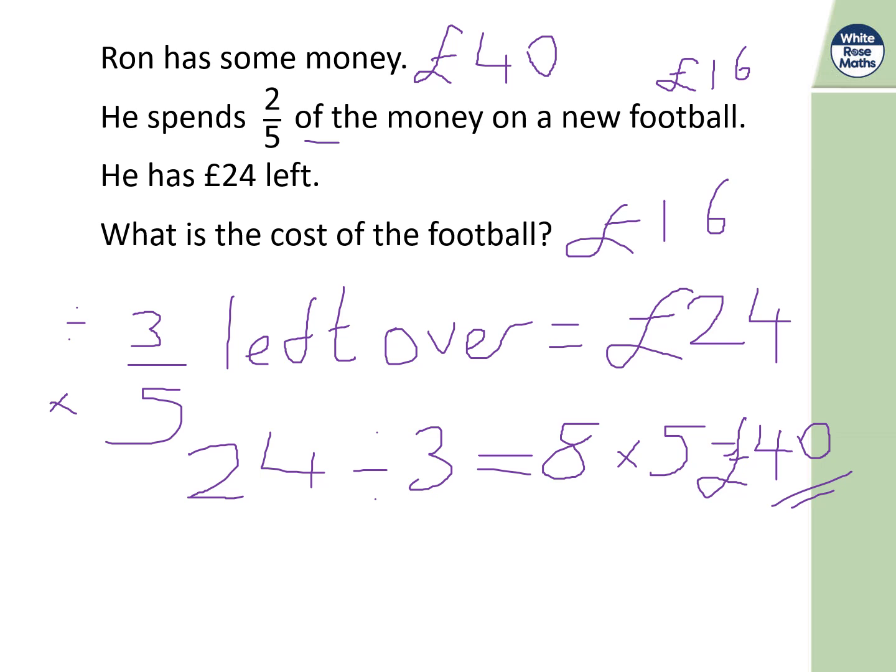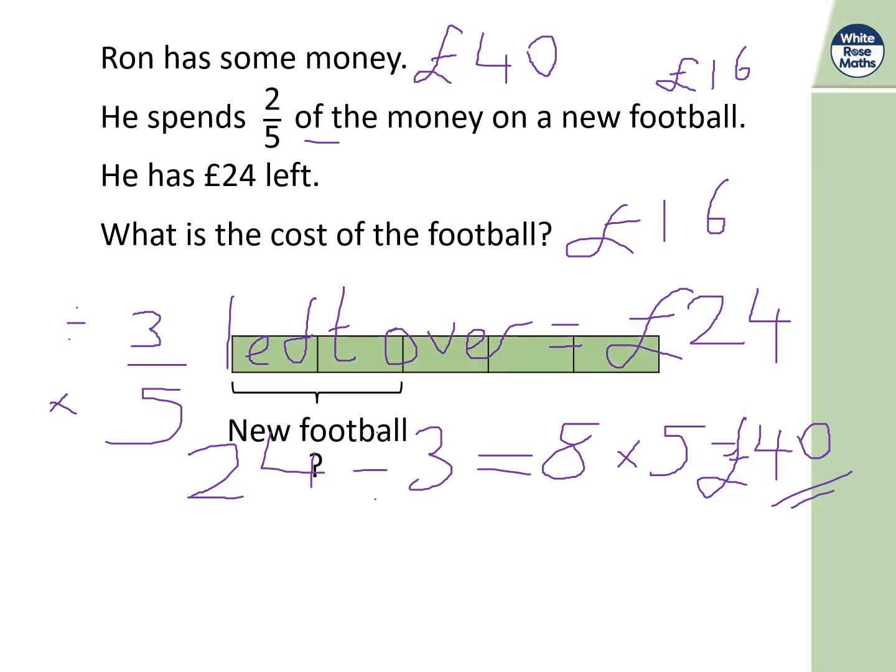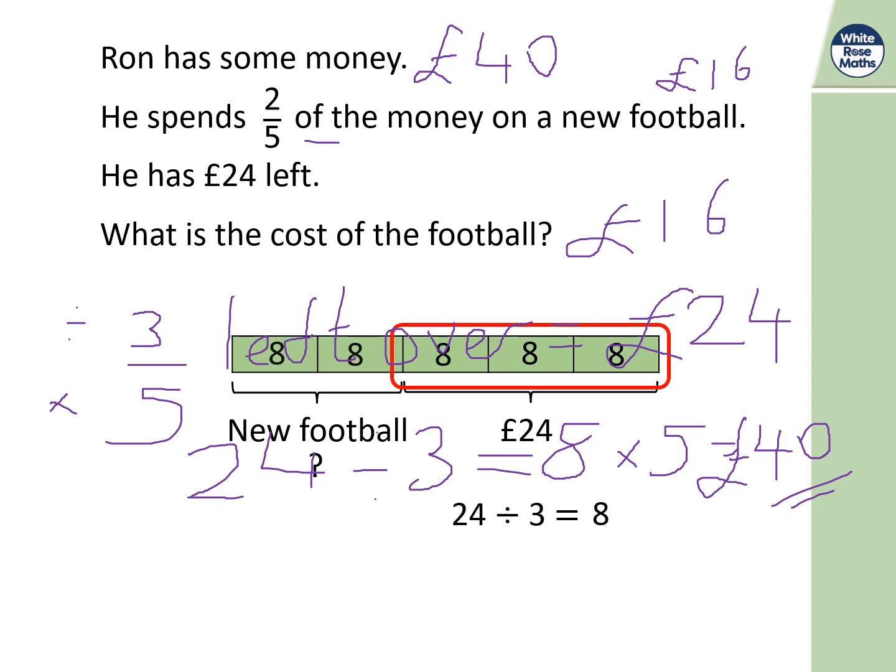But here is the White Rose Maths pictorial diagram. So new football, which we don't know, we've got £24 there. So 24 divided by 3 is 8. So here we go. So 8 lots of 2 is going to be 16.